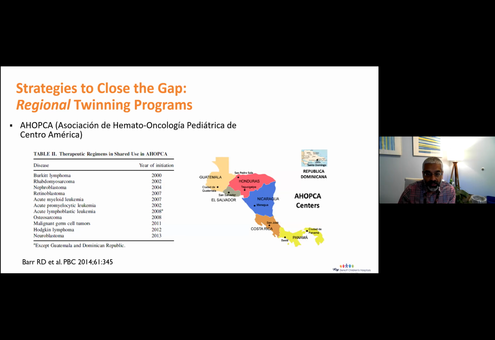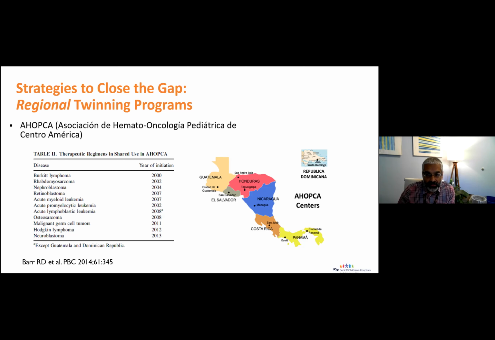In Central America, they helped to create a HOPCA, which is a Pediatric Hem-Onc Association, not dissimilar to what we have here in the United States with Children's Oncology Group. And they were smart, so they took an iterative approach. They took one oncology diagnosis at a time. They started with Burkitt's because the treatment is relatively straightforward. Doesn't require a lot of medications. It's relatively cheap. It's a relatively short treatment protocol.